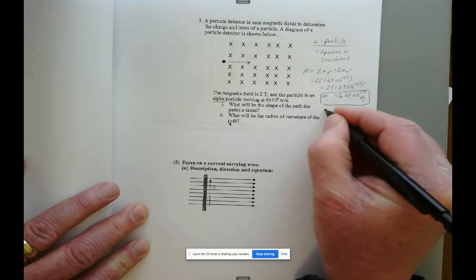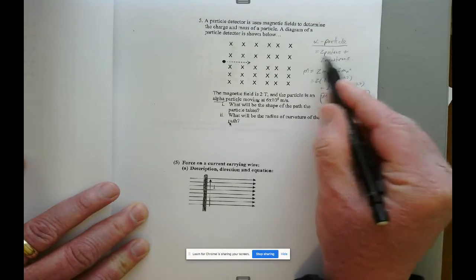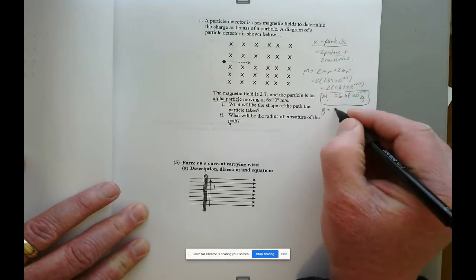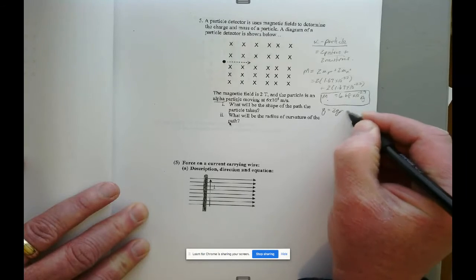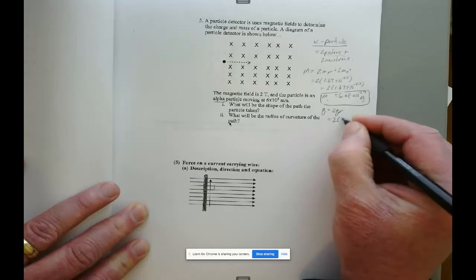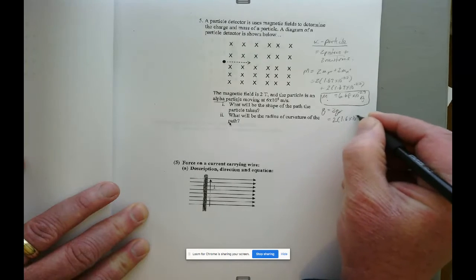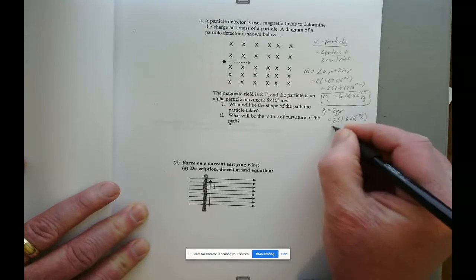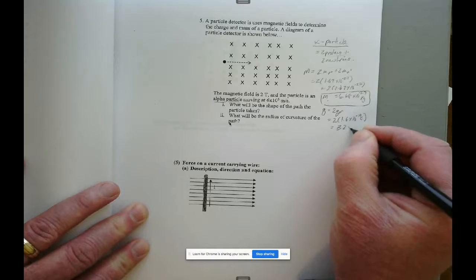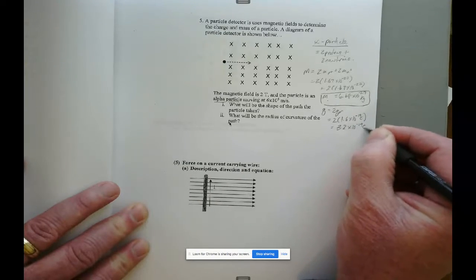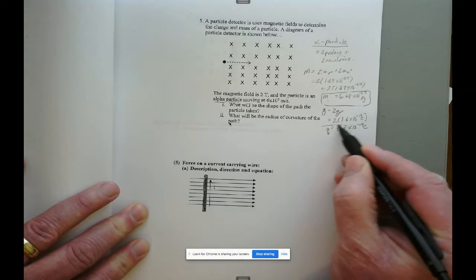And the charge, I only have to worry about the protons for the charge. So it's 2 times the charge on a proton. And we should remember that the charge on a proton is 1.6 times 10 to the minus 19th coulombs. So that's going to be 3.2 times 10 to the minus 19th coulombs for the charge.